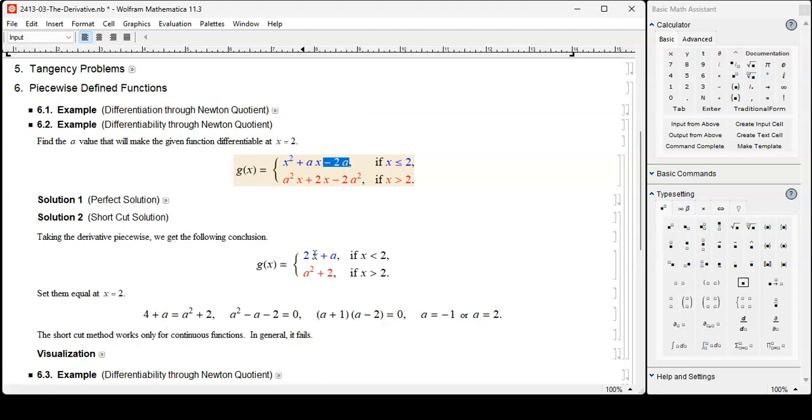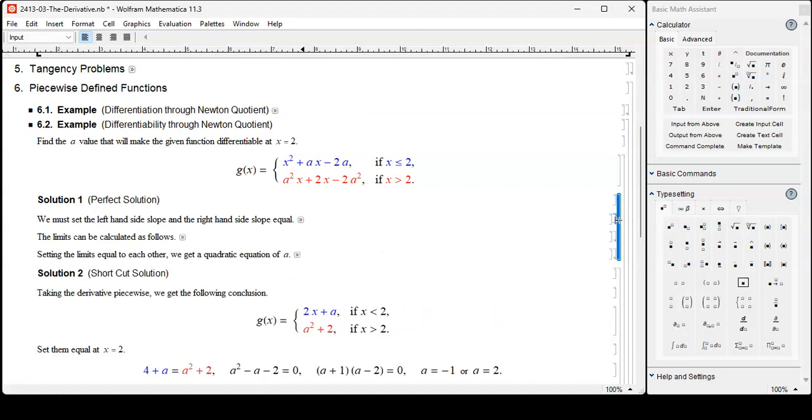Plug in x equal to 2. 2 times 2, that's 4. So 4 plus a. And then here, nothing to plug in. The x term is completely gone. So we have constantly a squared plus 2. And we have a quadratic equation. Solve it. We have the same answer. Same equation, same answer as before.